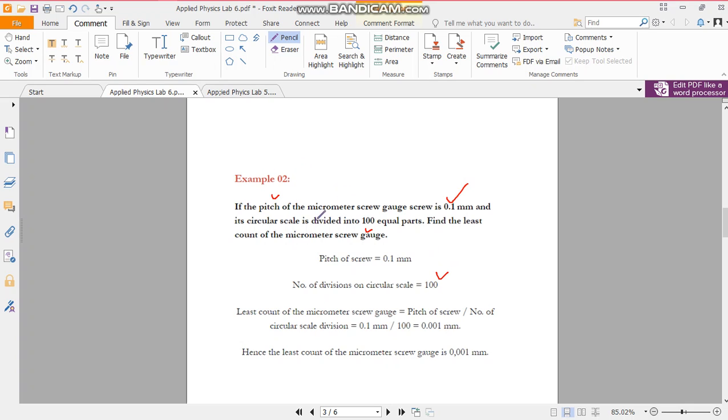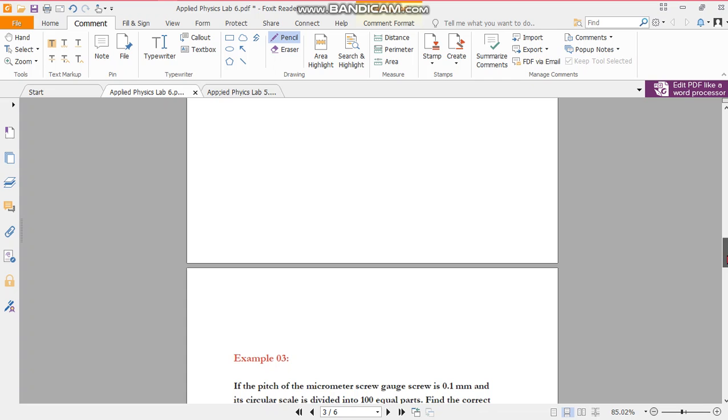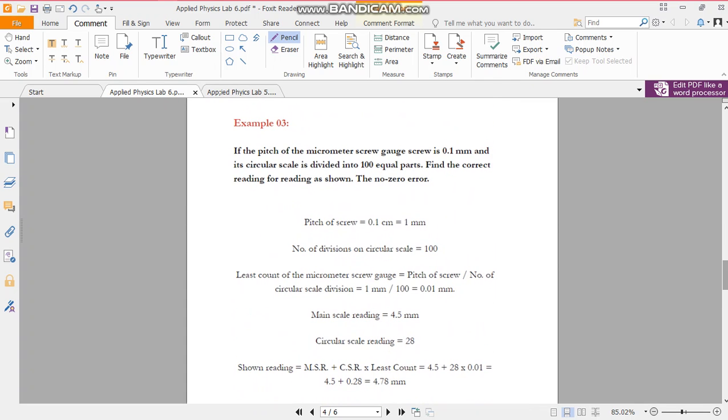Now we have to find the least count, and the least count formula was pitch of the screw gauge divided by the number of scale divisions. So that is 0.1 divided by 100, and the least count is 0.001 mm. So here also you only need to remember the least count formula. Let's move to example 3.